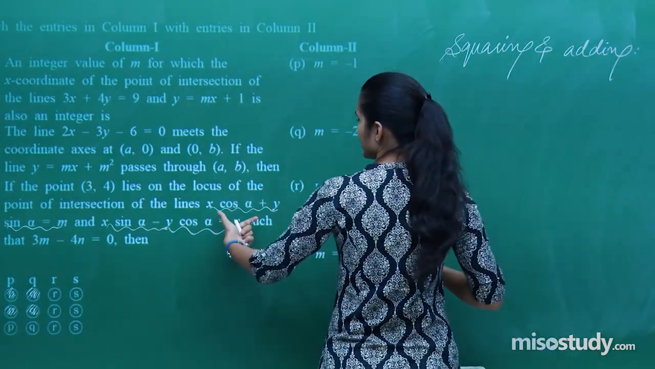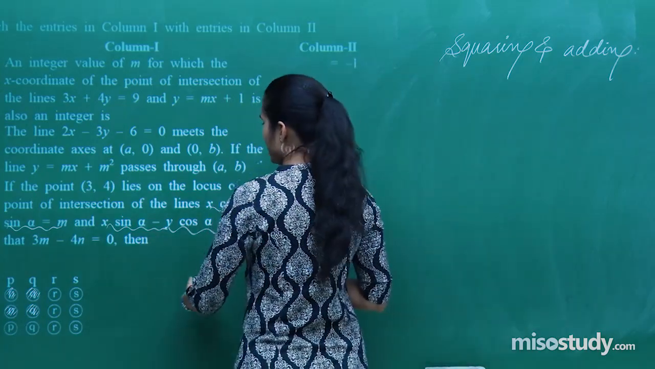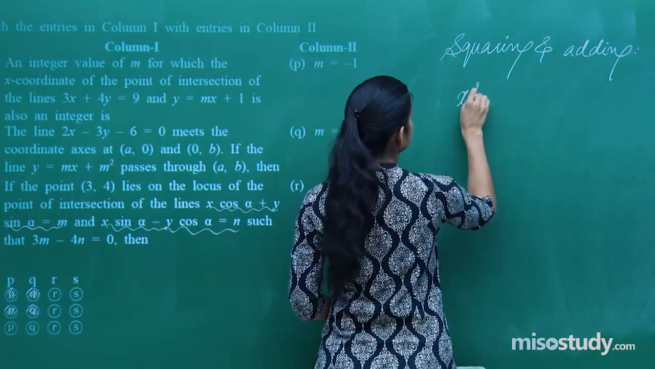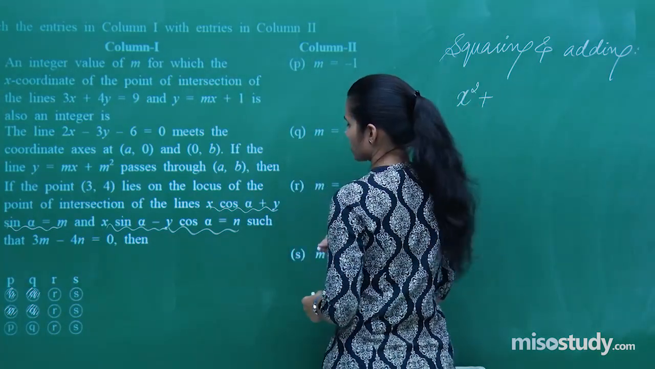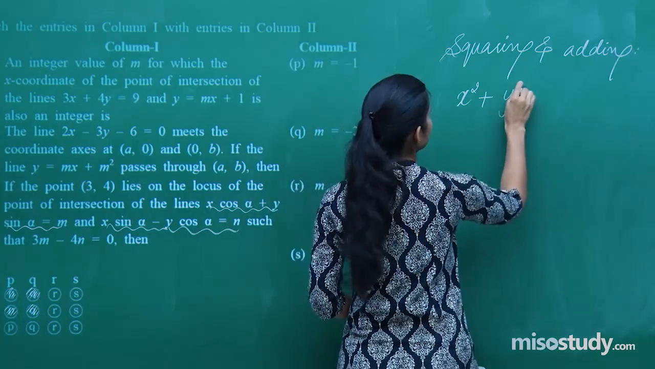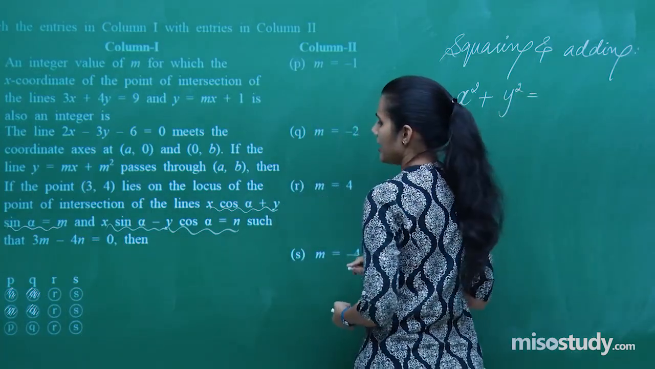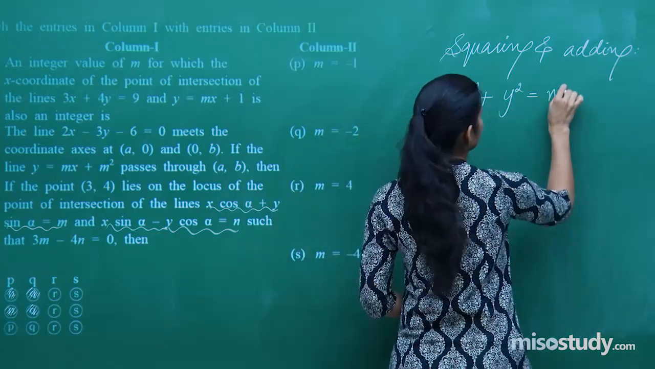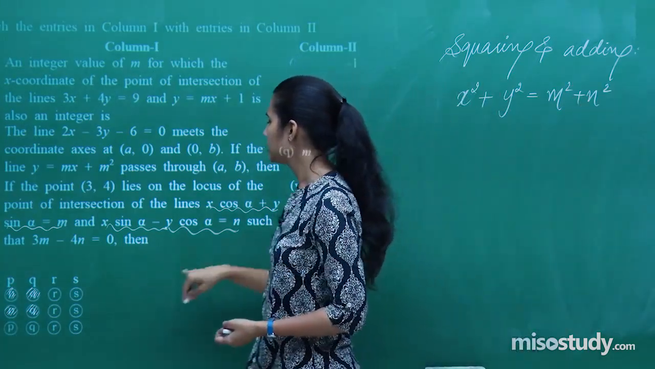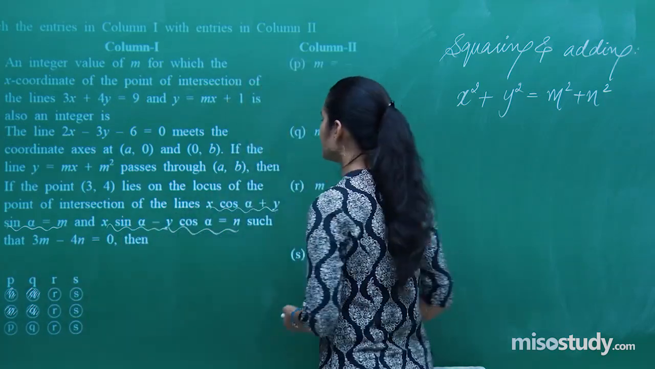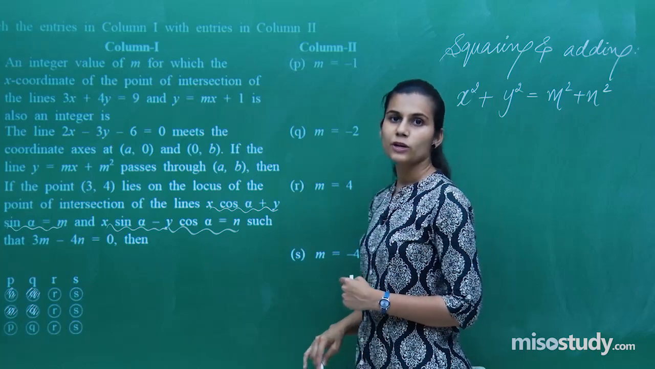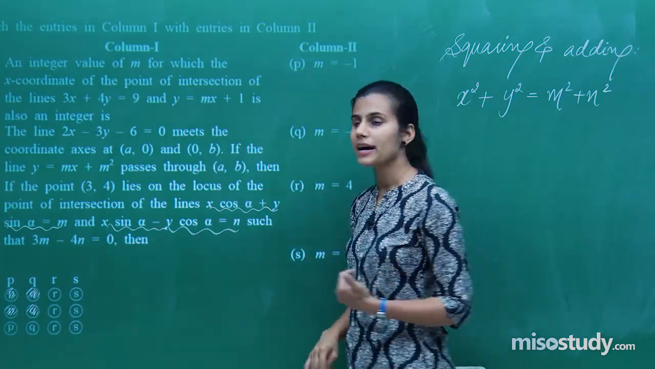leads to what? So this is x square, and then here also this is x square. Cos square alpha plus sin square alpha is 1. X square into 1 is x square. Plus this is y square, again this is y square. Cos square alpha plus sin square alpha is 1. And then you have m square plus n square. It is also given that 3m minus 4n is 0. That means 3m equals 4n, or n is 3m by 4.